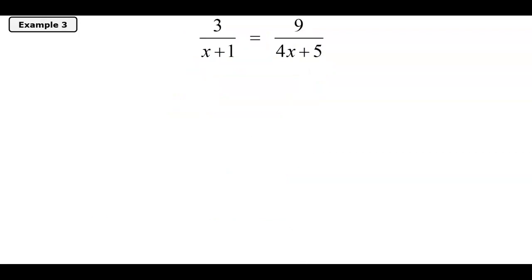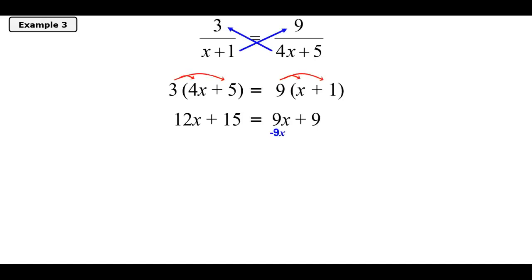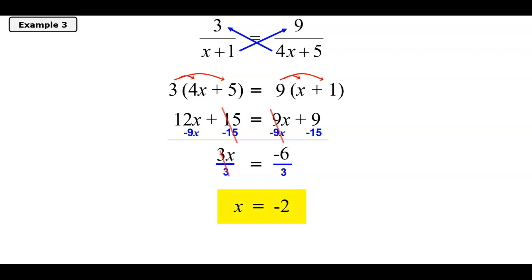Okay, example 3. Same idea. We're going to cross multiply and divide. And you're going to distribute those numbers and then divide. Make sure you have that written down. So remember, you have to distribute and then get rid of the loner and divide, and you get your answer.